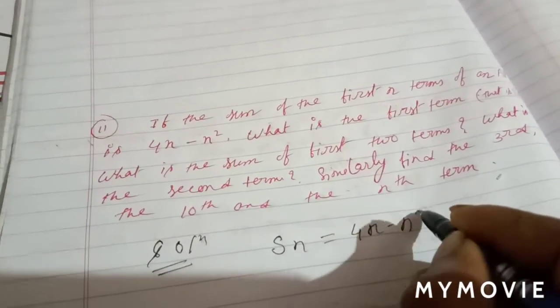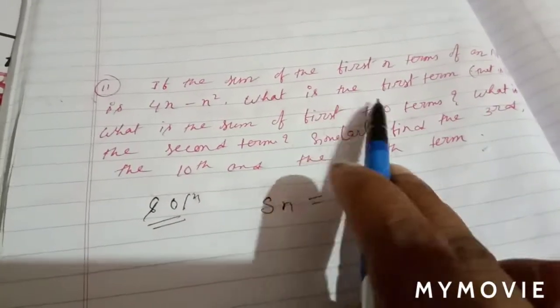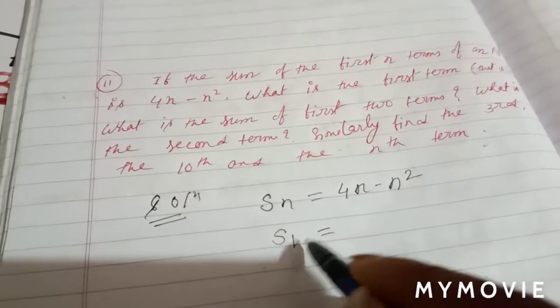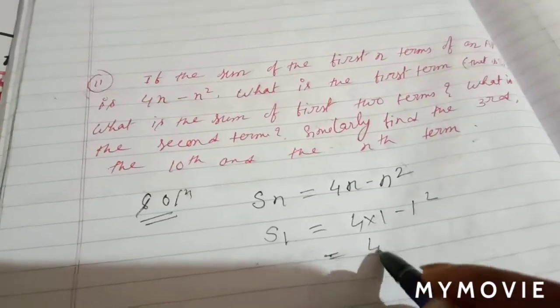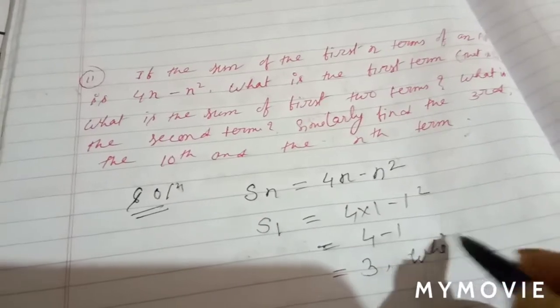4n minus n square. It's not n, okay, Sn. So they told, what is the first term? First term is S1. So find out S1. S1 means 4 into 1 minus 1 square. 4 1s are 4. 1 square is 1. How much? 3. And that is the first term.